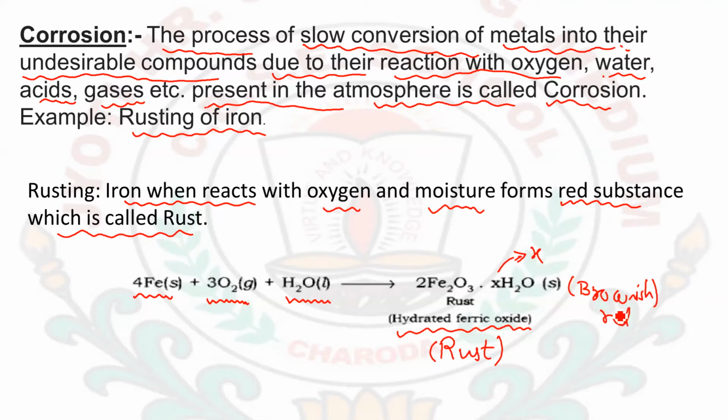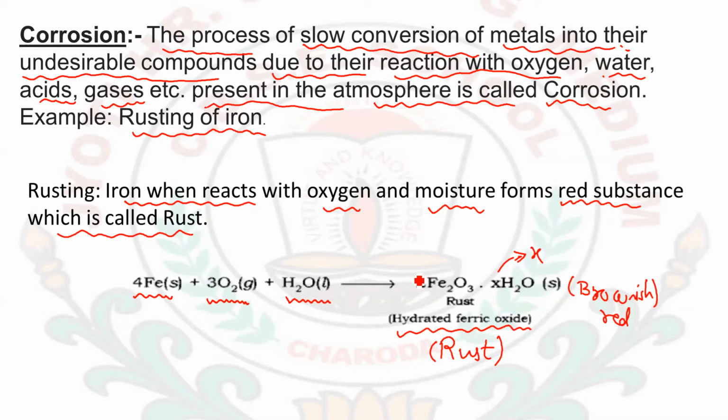You have seen this rusting in your daily life. Generally, when you bring an iron item from the shop, it has a shining surface, but after some time that shiny surface is converted into a dull red colored surface.